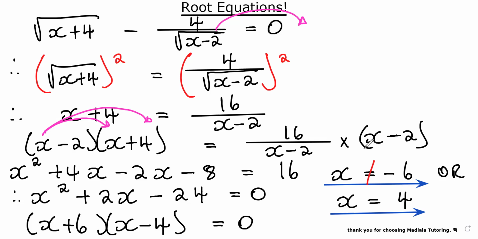Now, what about 4? Well, if we talk about 4, then we have 4 plus 4, which is 8, and here we have 4 minus 2, which is 2. And 4 divided by 2 is 2. No? No way. No way at all.